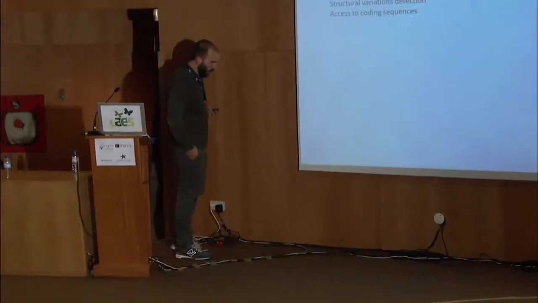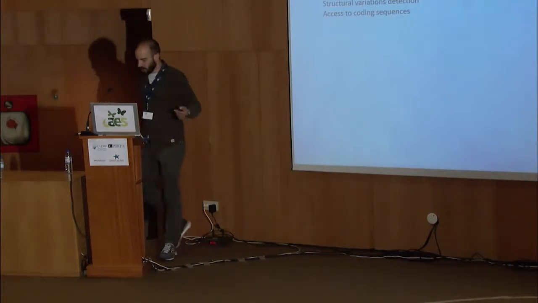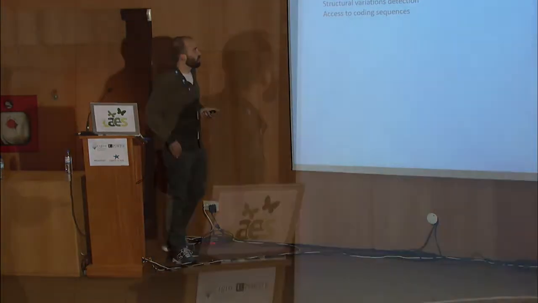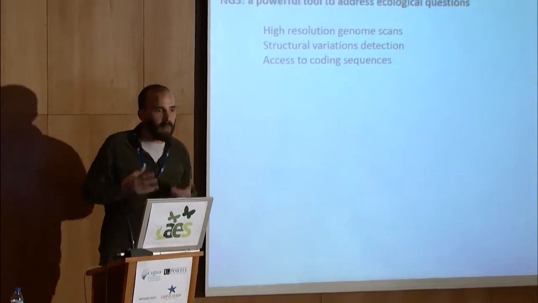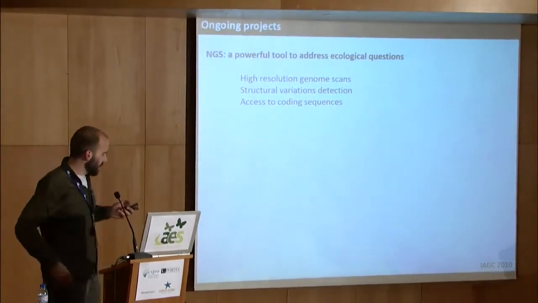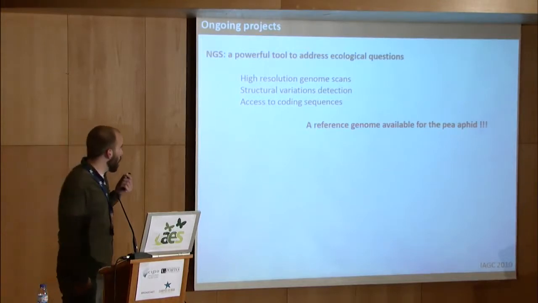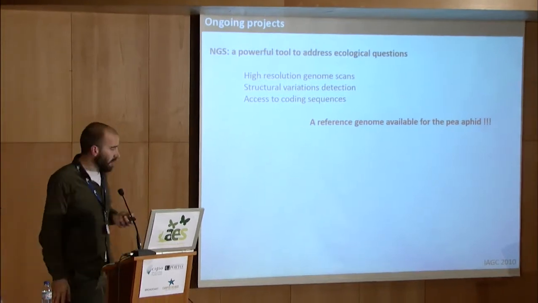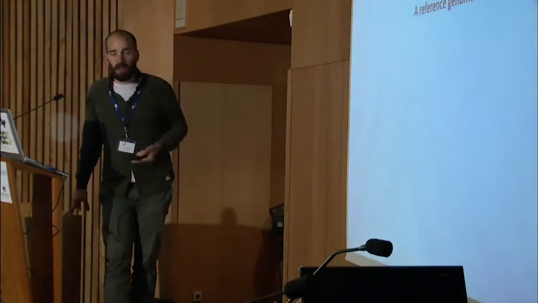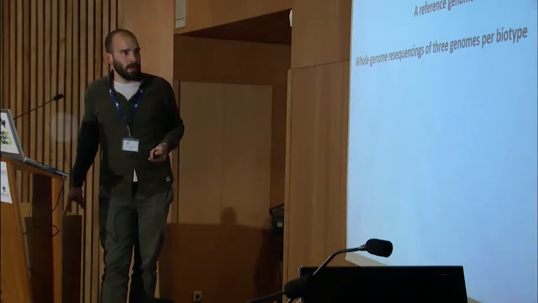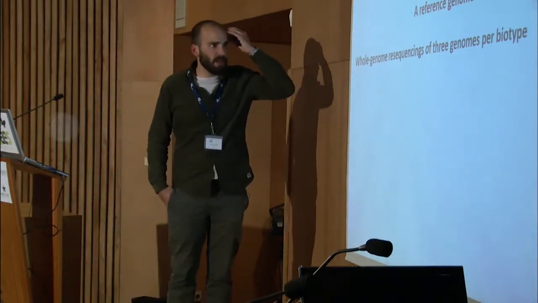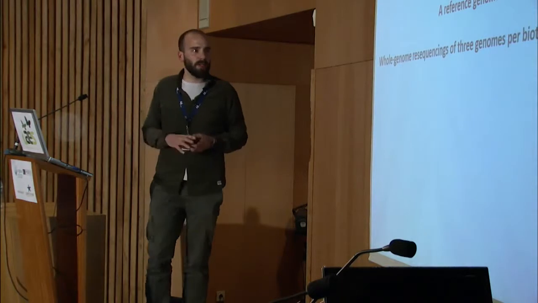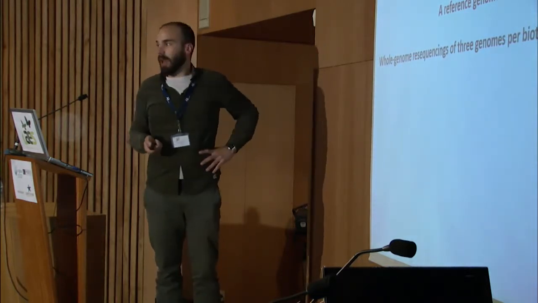And what's next? We're going to use, or we have started to use, next generation sequencing strategies to address those questions. They can allow us to have a massive amount of data. And we already have a reference genome available for the pea aphid, so it will be quite simple to have access to very interesting information here. So what we did is we sequenced three genomes per biotype, a whole genome resequencing with access to coding and non-coding regions, and we're starting to analyze those data.